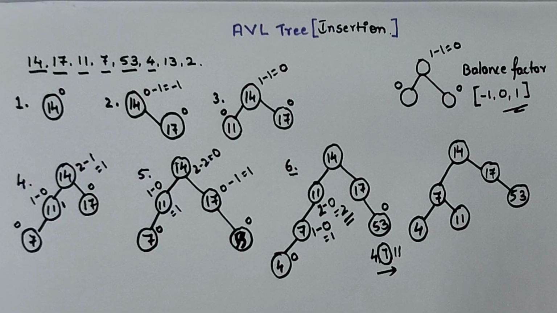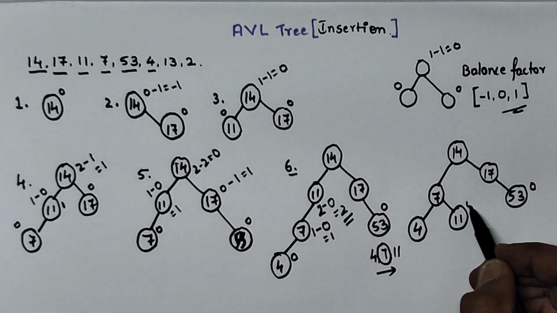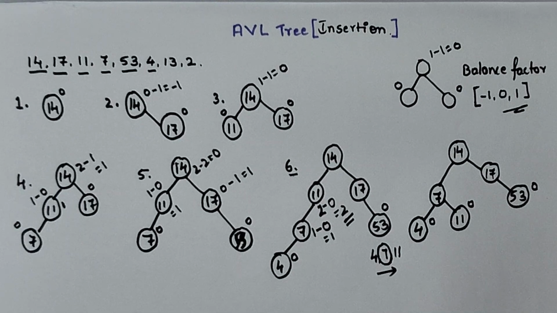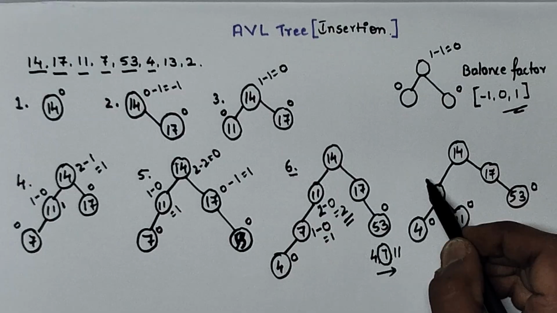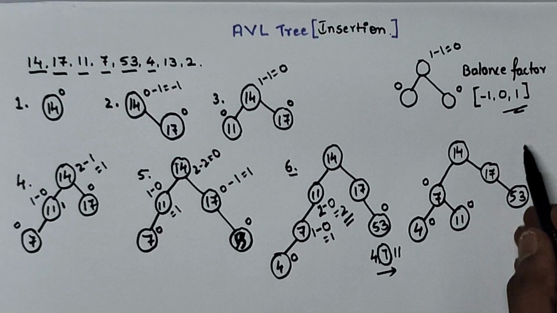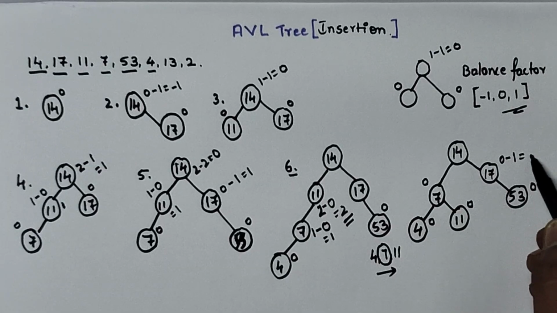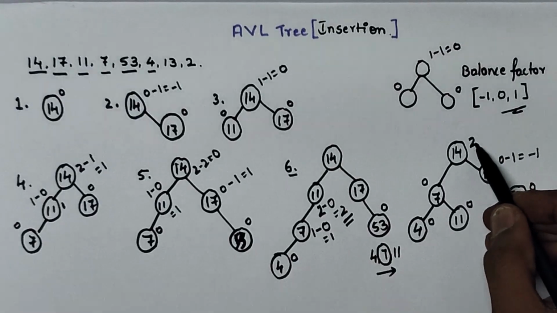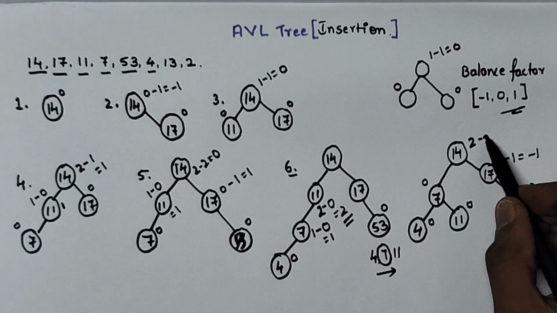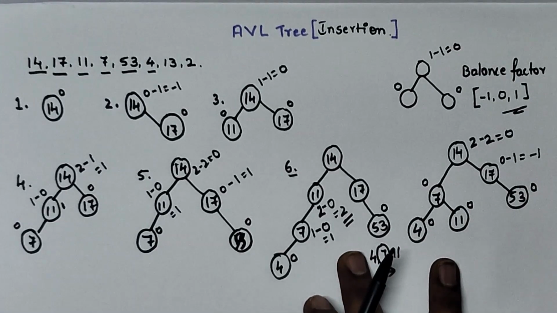Now if you see the balance factor, it will be perfect. For 53, no child, so balance factor 0. For 11 also 0. For 4 also 0, because no children. For 7, if you see, one left child and one right child, 1 minus 1 will be 0. For 17, no left child, so 0 minus 1 right child will be minus 1. Next, for 14, 2 left children and 2 right children, so 2 minus 2 will be 0.